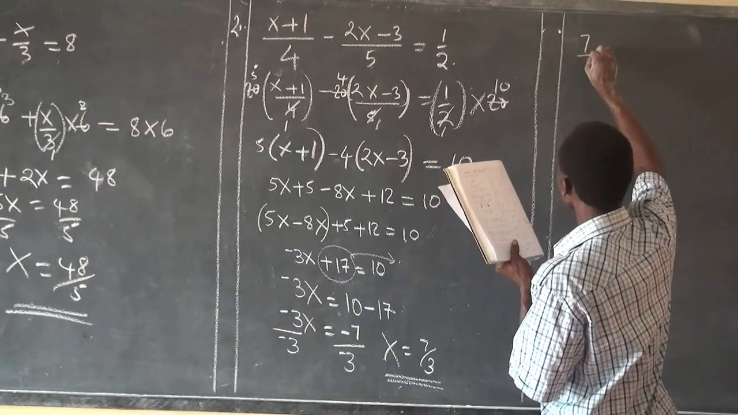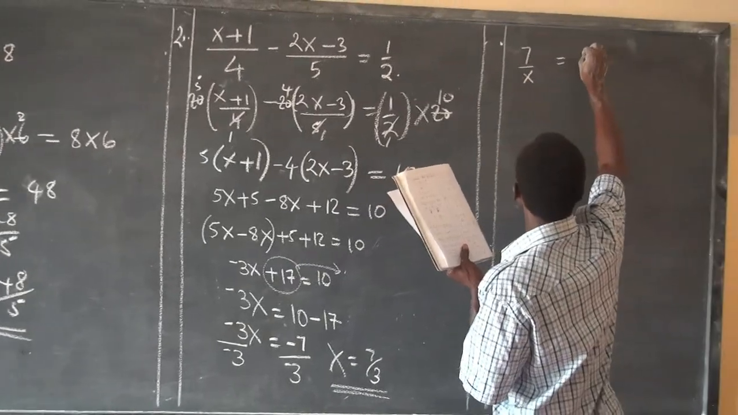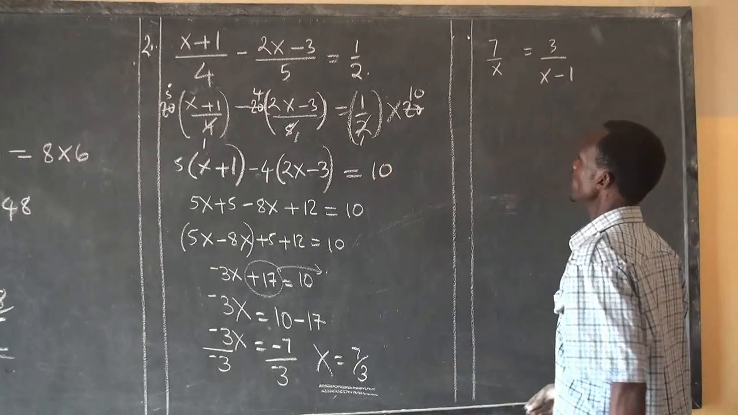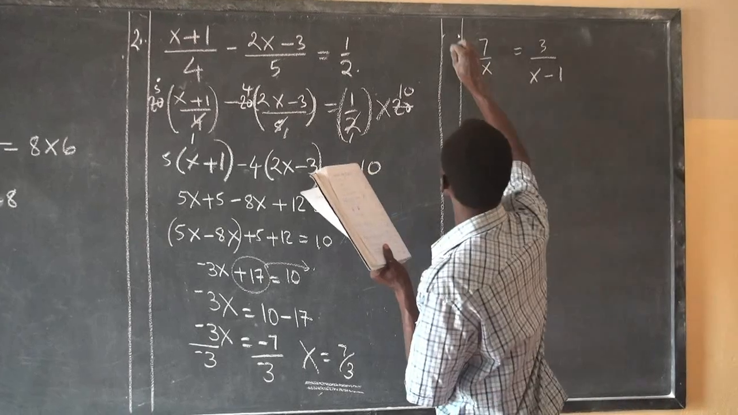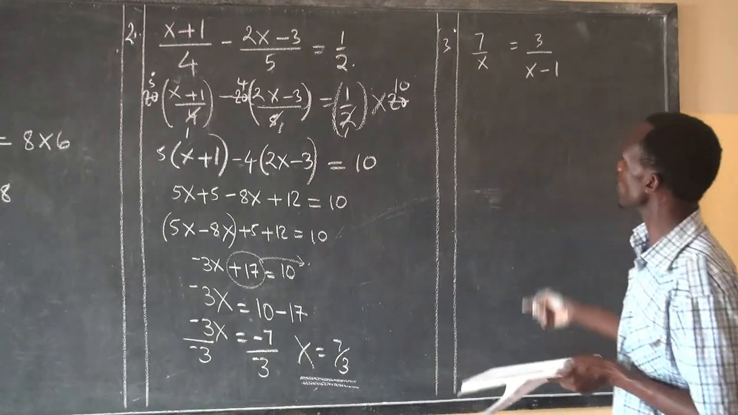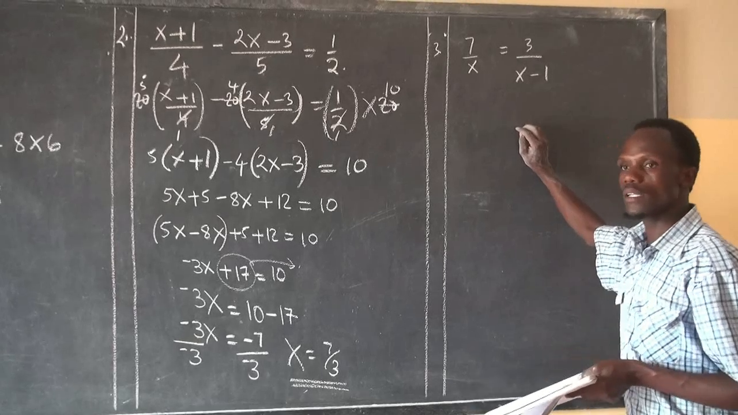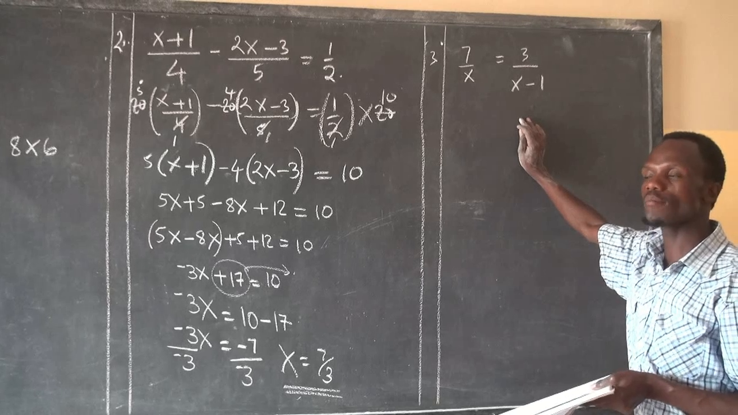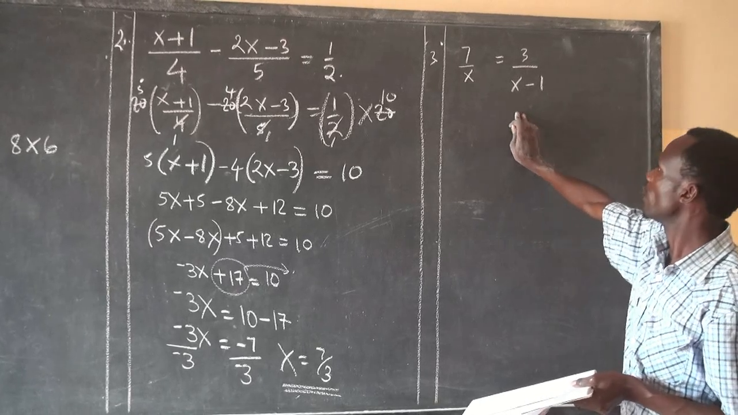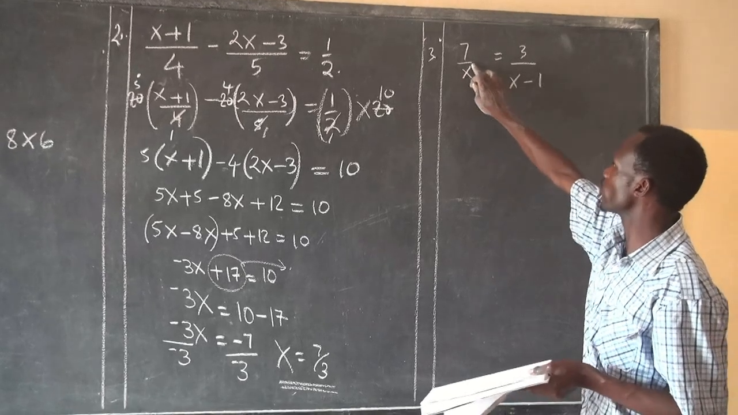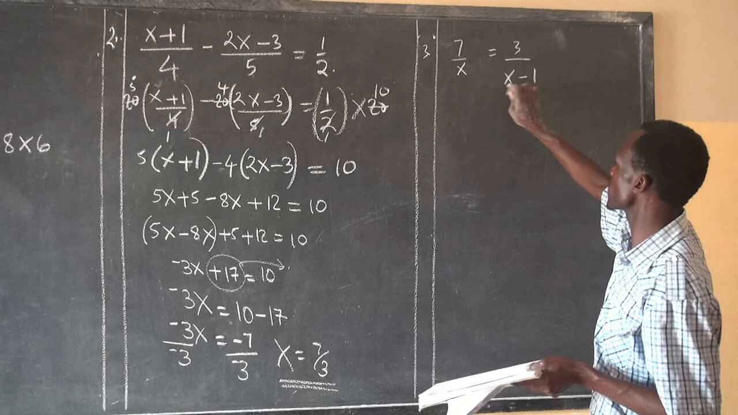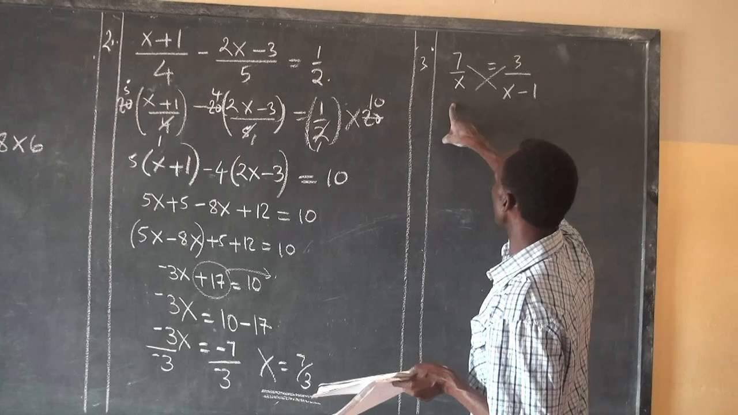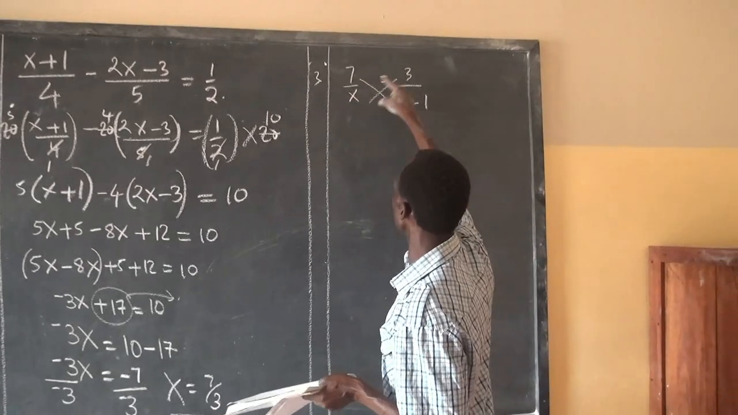Now the other question, example number 3, is 7 over x is equal to 3 over (x minus 1). If you find an equation of this kind, you cross multiply. You could also have found the LCM of x and x minus 1, but cross multiplication means multiplying this one by this one, and this one by this one.